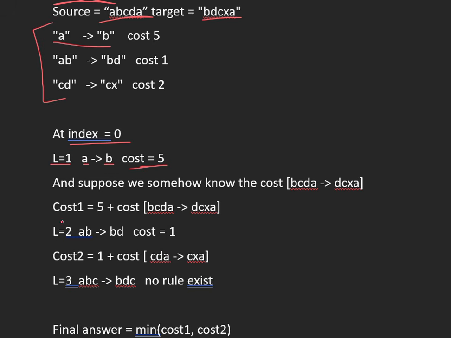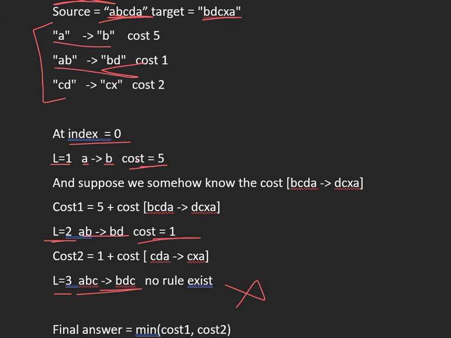Then at index 0 I'll check length equal to 2, meaning ab to bd. So I have to convert ab to bd. Is there any rule present? Yes, present, and the cost is 1. Then length 2 is also there, so let's check length 3, abc to bdc. No rule exists, so we can't proceed with this one, right? This way we'll be checking all the possible lengths: L equal to 4, L equal to 5, and so on, right?